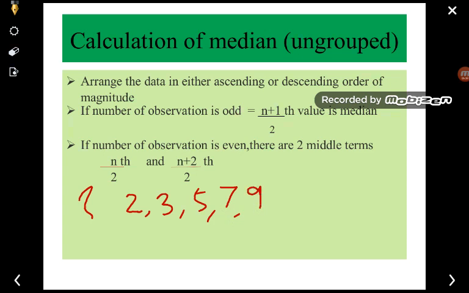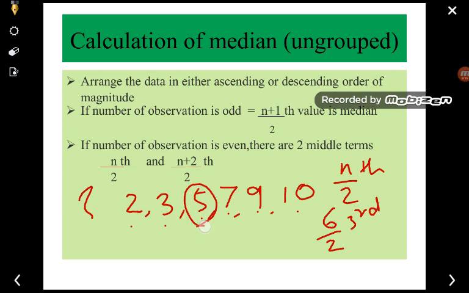So the number of data are 5. Consider the next data, that is 10. So now we have 1, 2, 3, 4, 5, 6 observations. So the number of observations is even. So the formula normally will be the n by 2th value. What is the n by 2th value? Number of observations is 6. 6 divided by 2 is the third value. So what is the third value?